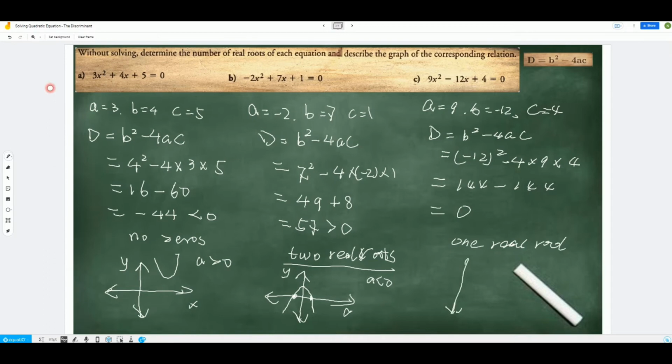If we draw the graph, this is the x-axis. A equals 9, greater than 0, so it opens upward. It has only one zero, which means something like this: it just touches the axis at one point. Okay, it's good. Let's go to the next question.